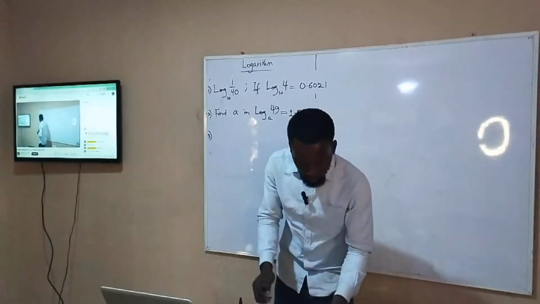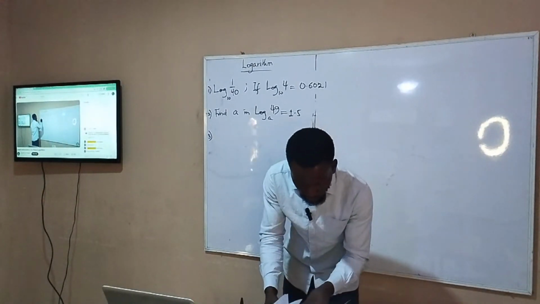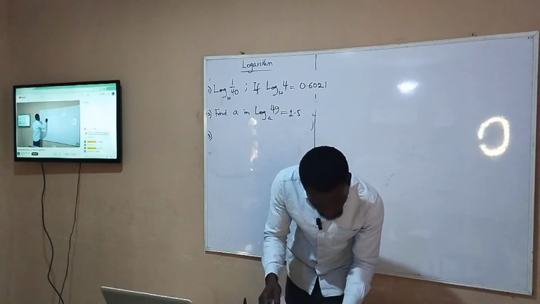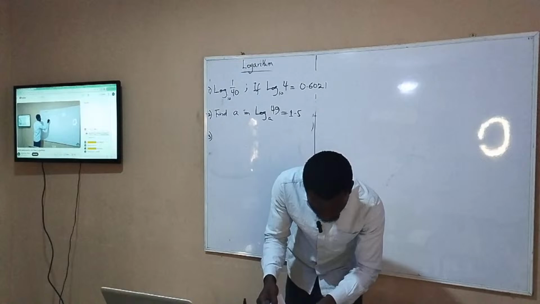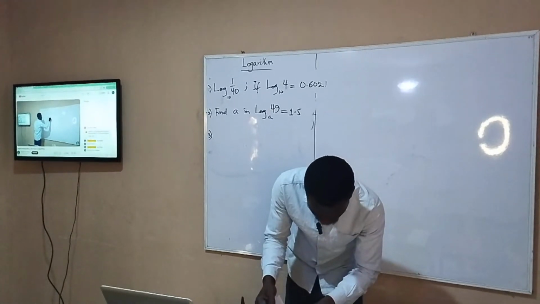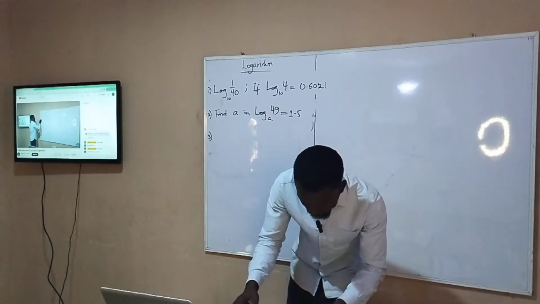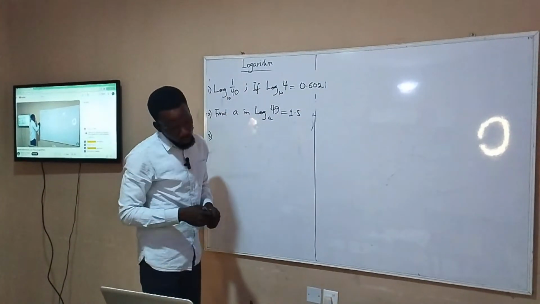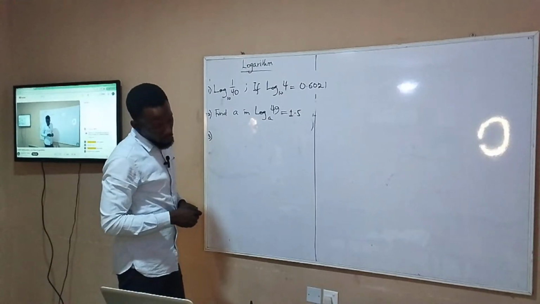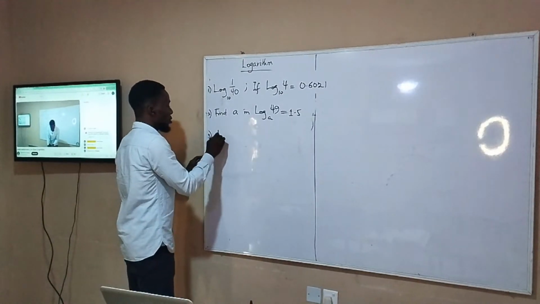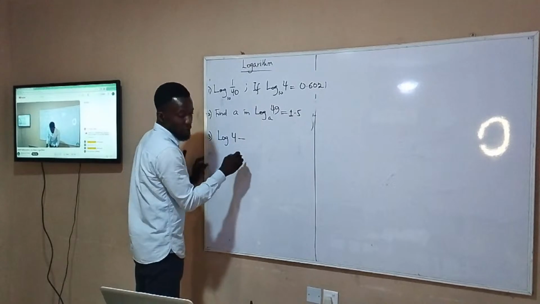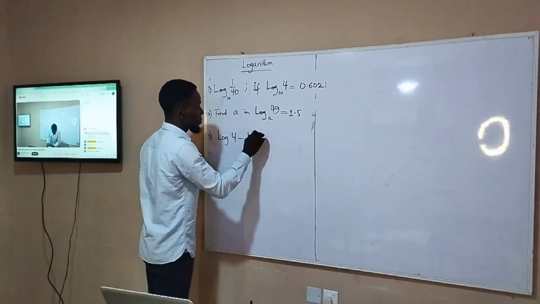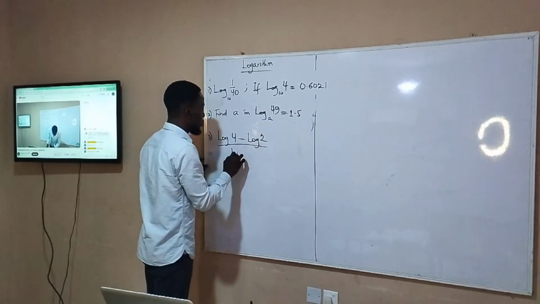Then we are treating 2019, question 17, question 18 and 34. Okay, we have log 4 minus log 2 over log root 8.